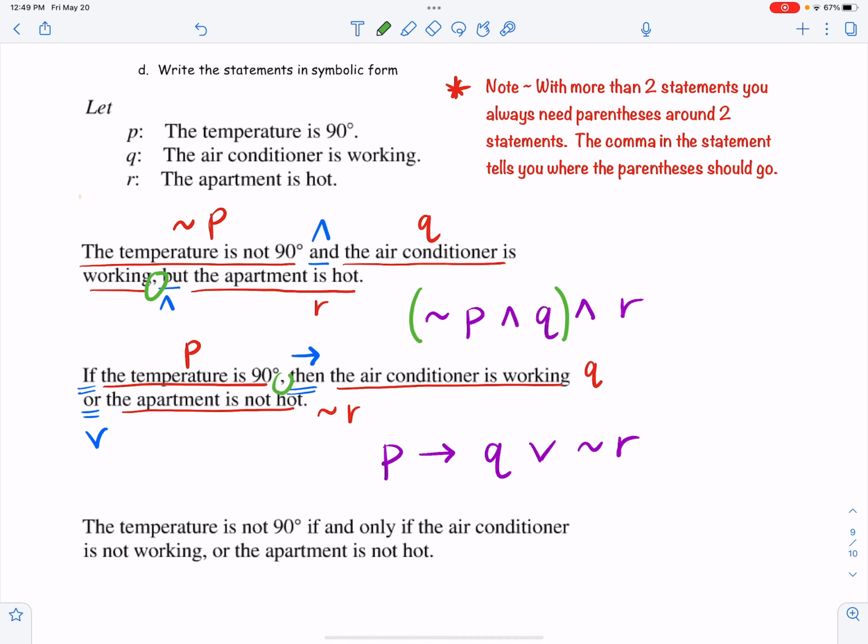So I'm going to come back up here and find that comma. That happens right after if the temperature is 90 degrees. So what that means is that's going to come right here, right after the very first part, if the temperature is 90 degrees, and it's going to enclose the last 2 in parentheses. Again, it wouldn't make sense to put the P in parentheses because that's just one thing. It's got to go around 2 things, which is why I'm going to put it around the Q or not R.